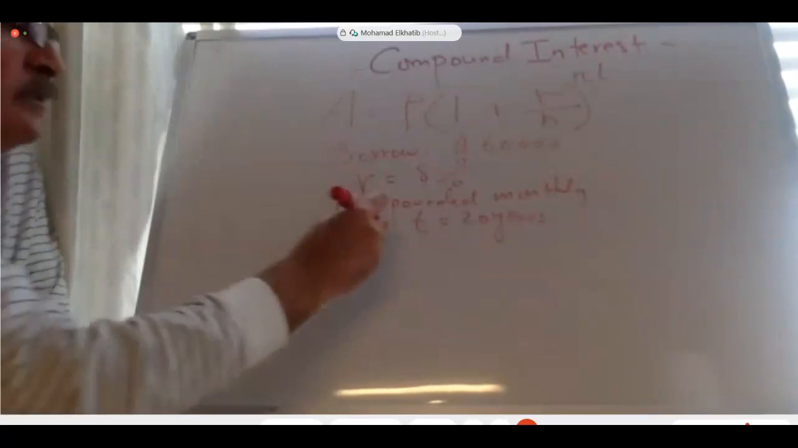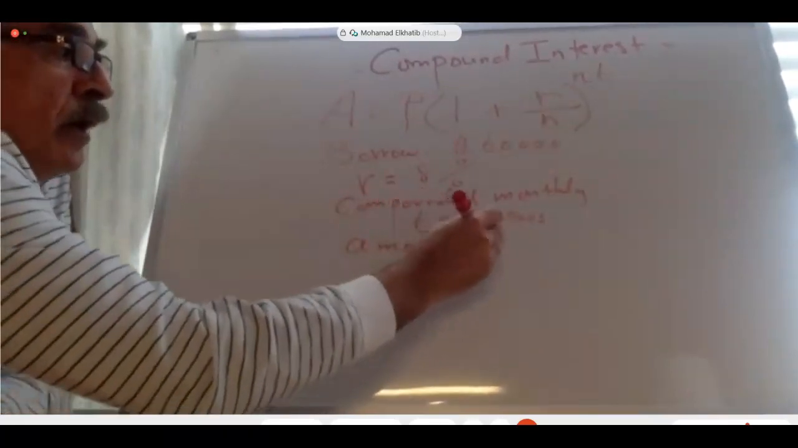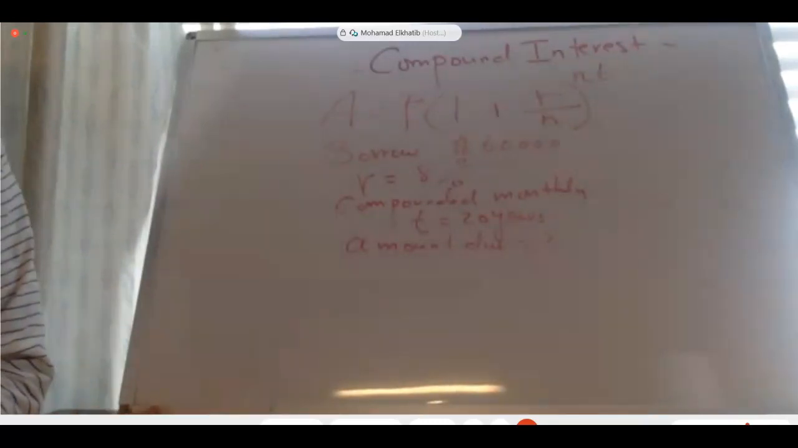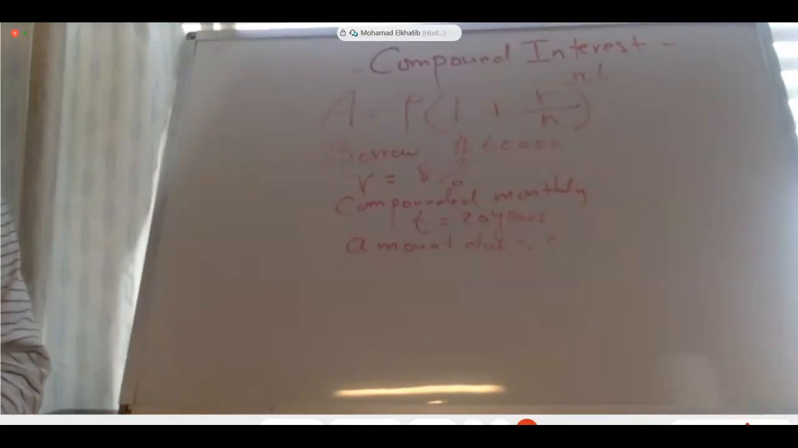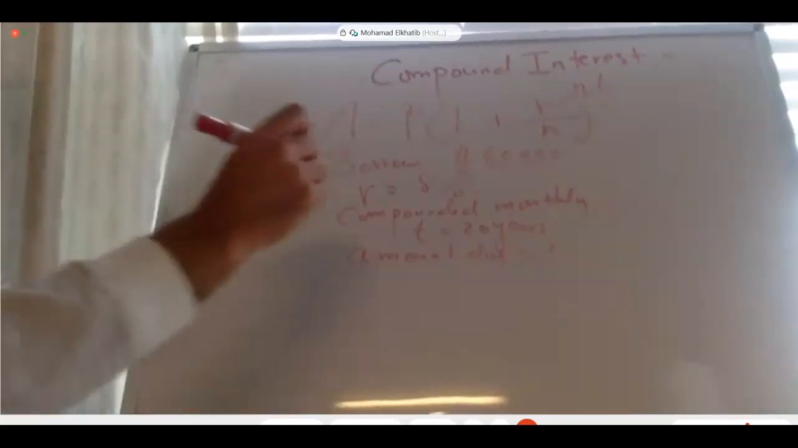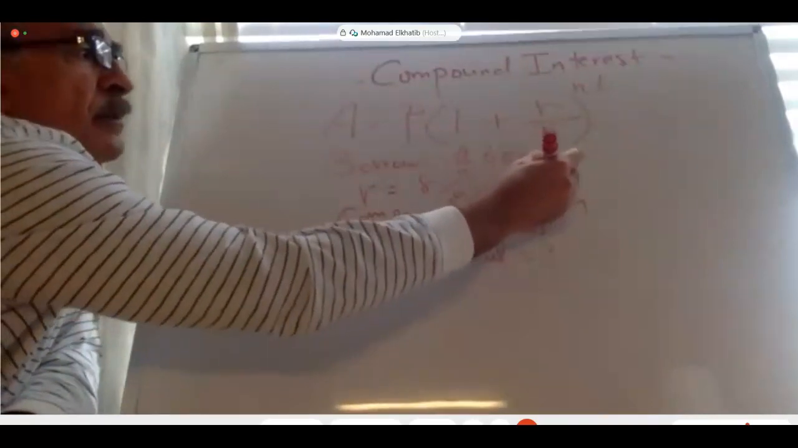The question is, what was the amount due? What do you mean by the amount due? That $60,000 you borrowed, how much would you pay after you're done with it completely? Okay? All right. So since it's compounded monthly, we have to use what? The compound interest formula, not the simple interest formula. So, okay, first of all, we have to make the percent a decimal. If I divide by 100, it'll be 0.08.